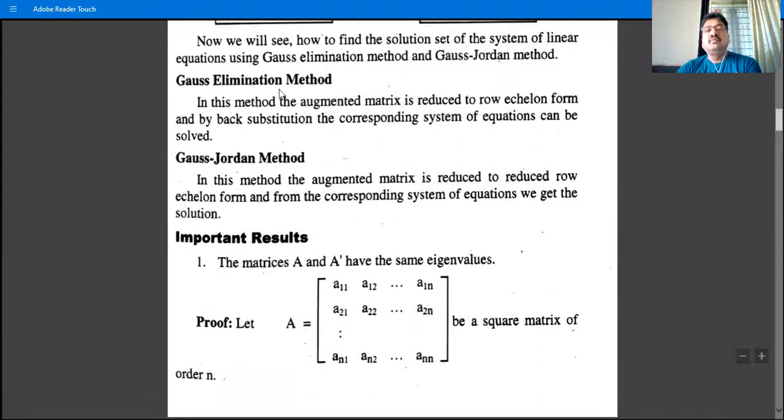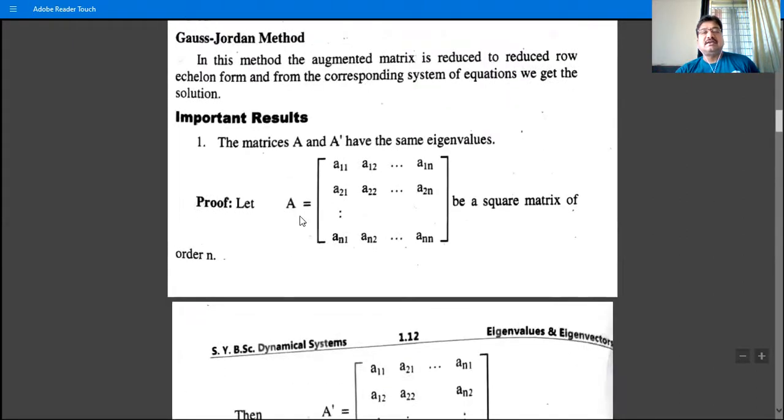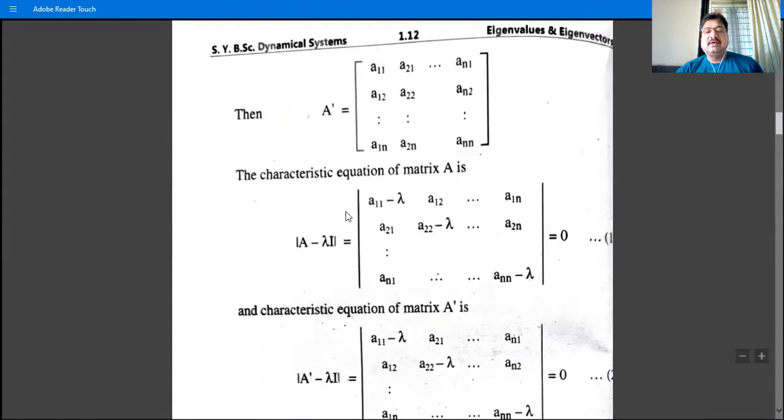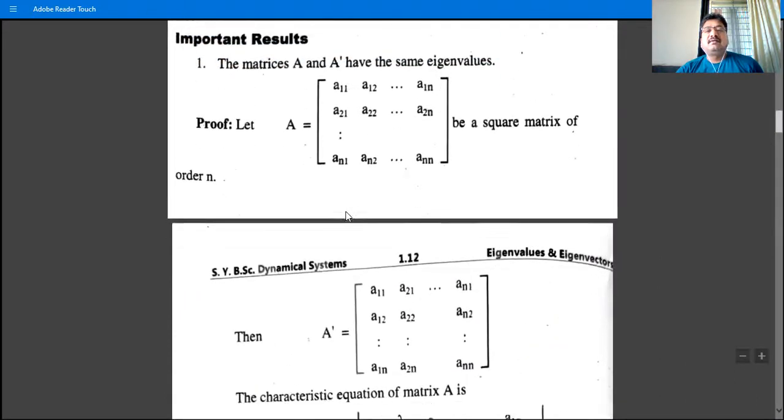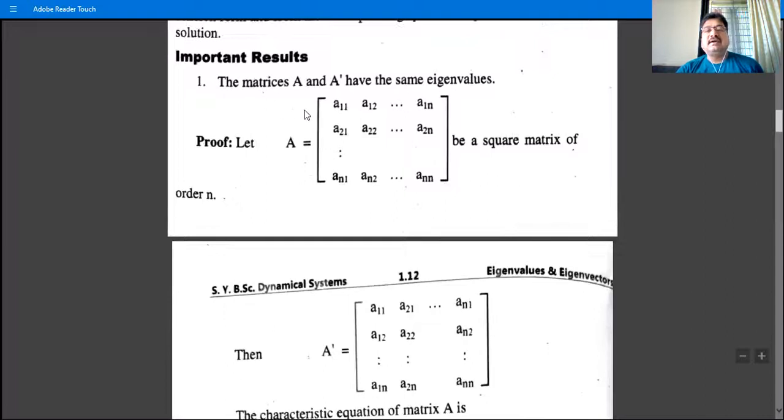Again, there are two methods, Gauss elimination method and Gauss-Jordan method, to solve homogeneous and non-homogeneous systems. In the Gauss elimination method, convert the augmented matrix to row echelon form, and in the Gauss-Jordan method, we have to reduce the augmented matrix to reduced row echelon form. So this is the change. These are some examples. Important notes are useful again. These important results are useful for MCQ type questions.